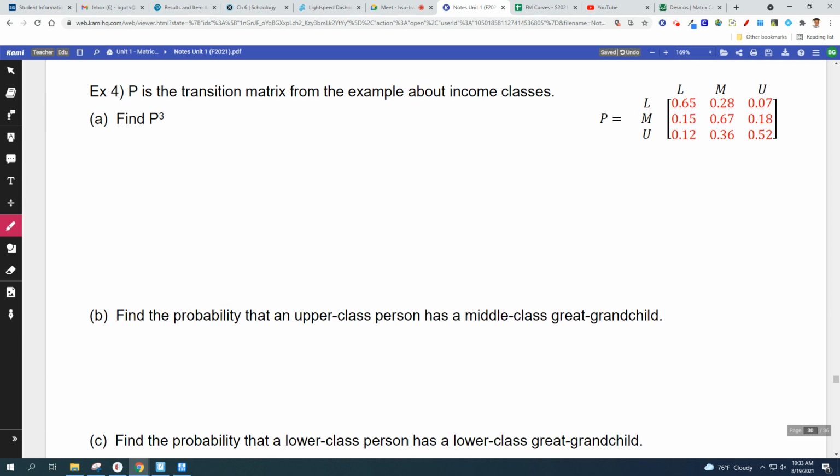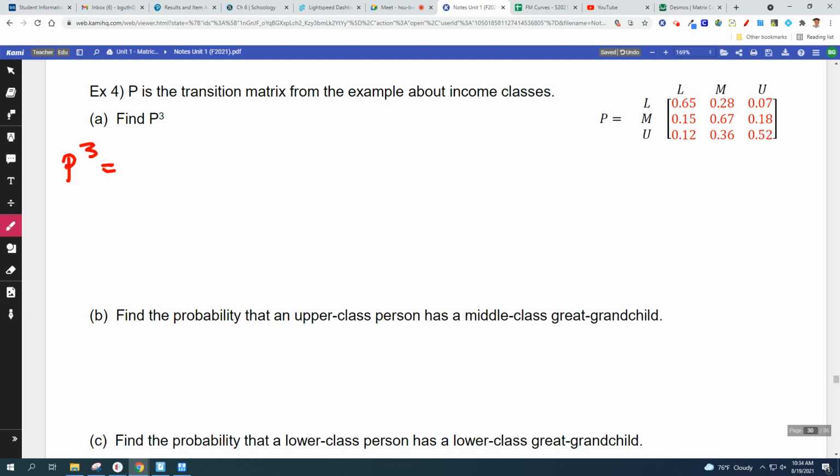So example 4, we're talking about the same exact transition matrix, but this time they want P3. They want P to the 3rd power. The 3rd power is going to talk about transitions to great-grandchild. So 3 transitions.